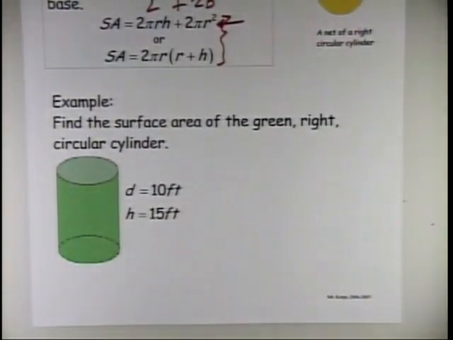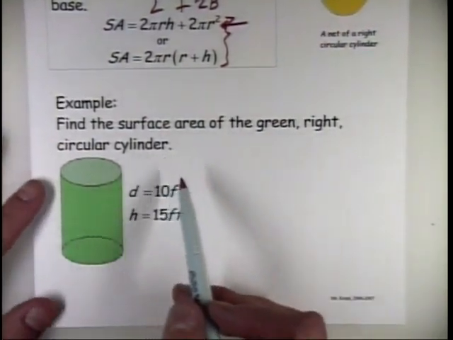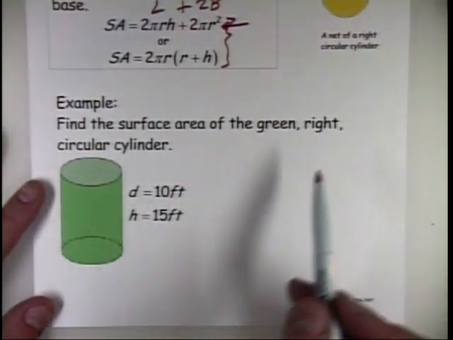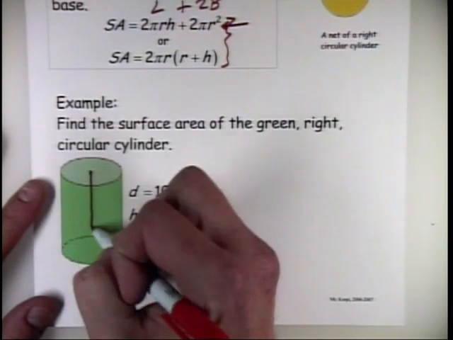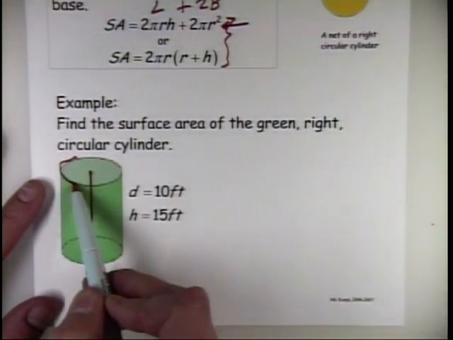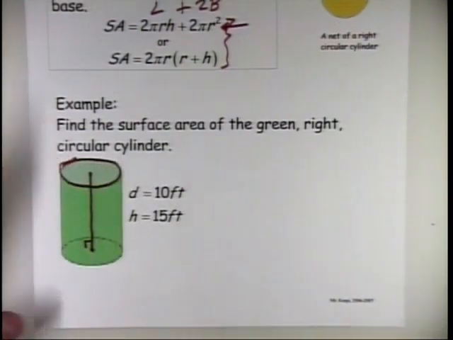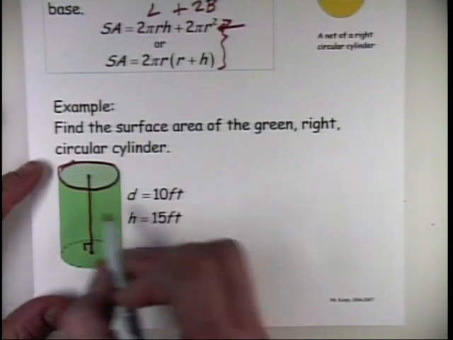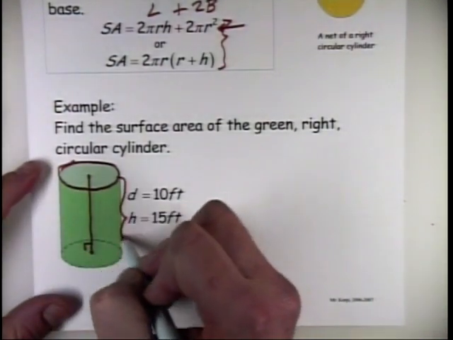So here's our example. Find the surface area of the green, notice it's green, right, which means that it forms a perpendicular to the bottom, the bases are circular, cylinder. Man, it's a lot of adjectives describing that thing, but they're all important. Okay, now the H I can label as 15. That can be this right here.